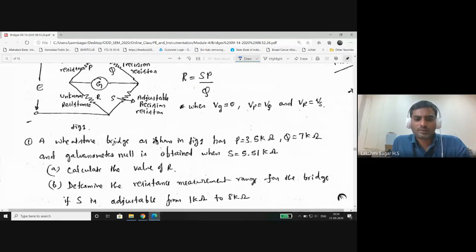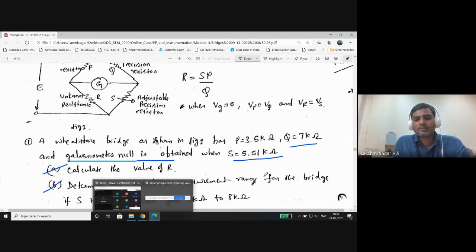A Wheatstone bridge, as shown in figure 1, has P equal to 3.5 kilo ohm, Q equal to 7 kilo ohm, and galvanometer null is obtained when S is equal to 5.51 kilo ohm. Calculate the value of R. That is the first question. And the second one is: determine the resistance measurement range for the bridge if S is adjustable from 1 kilo ohm to 8 kilo ohm. Note down this problem and all of you solve it.